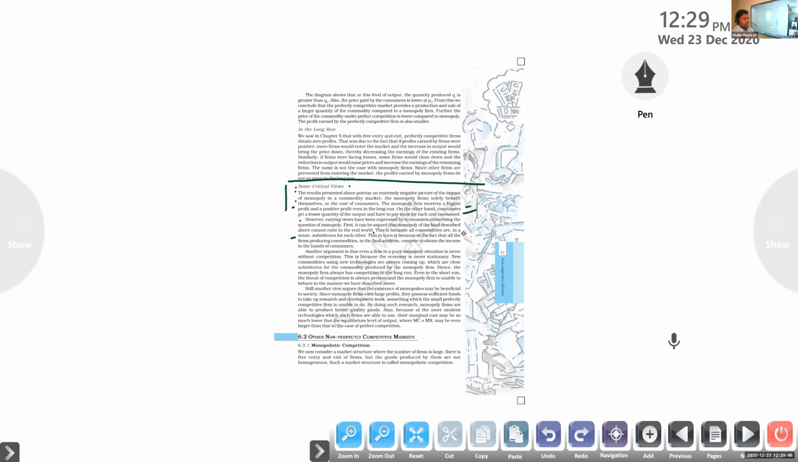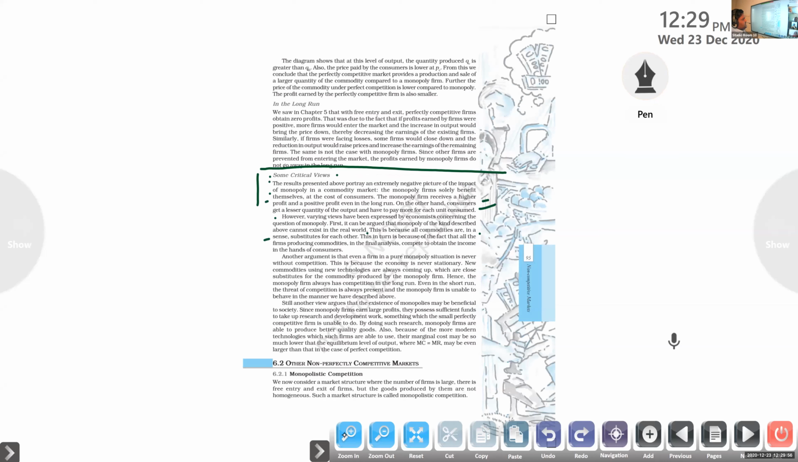This in turn is because of the fact that all the firms are producing commodities. Again, the first condition: substitutes are there for the product we are using, so no monopoly can exist in the market. Next condition: not only one firm, but a number of firms and production units are there producing the product. So it is not possible to maintain a monopolistic condition in the market.